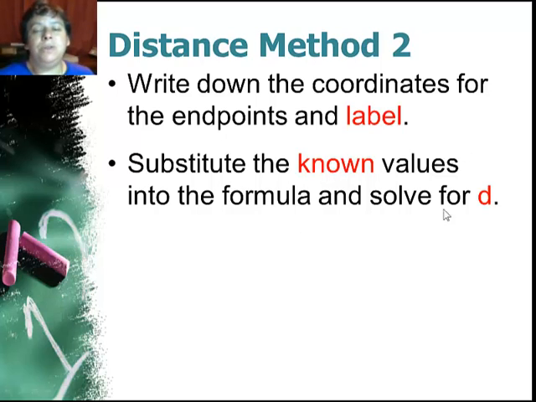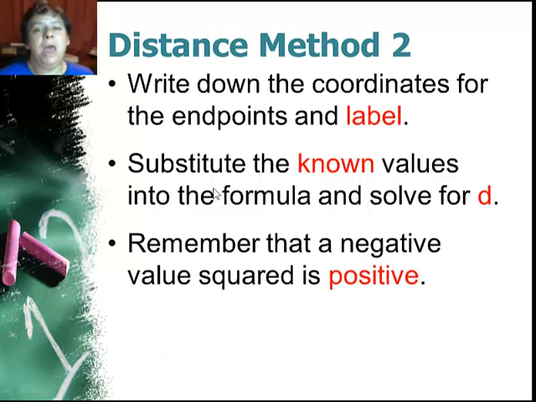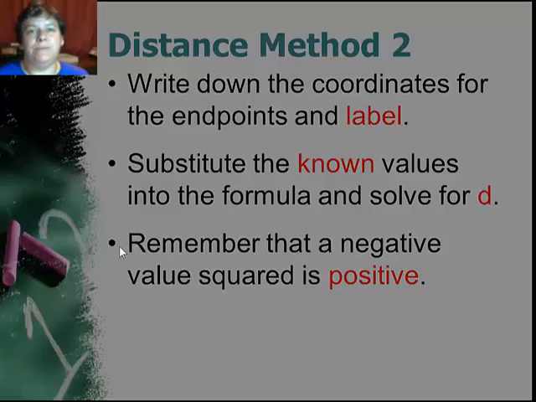So second step, we substitute the known values into the formula and solve for d. Remember that a negative value when it's squared is positive. Negative 2 times negative 2 is positive 4. So that's a very important thing to remember when doing the distance formula. I've seen a lot of students say negative 3 squared is negative 9. No, when you have negative times negative, it is positive.